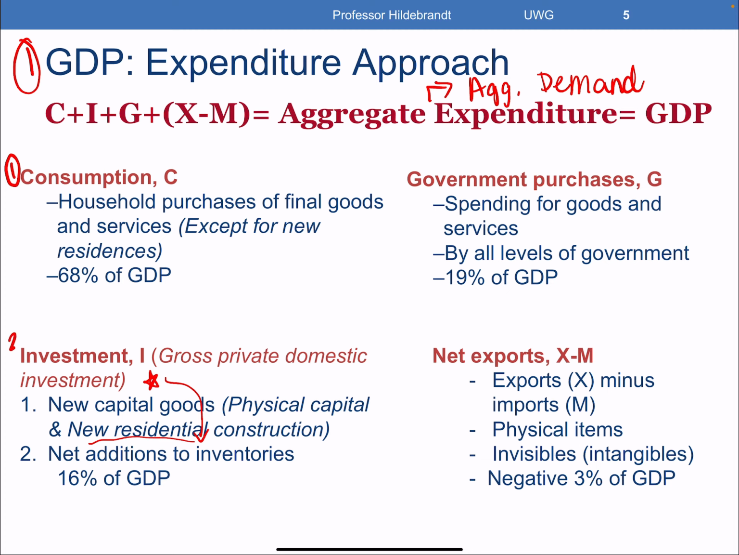The second part then is by our firms. So investment stands for gross private domestic investment, but it's basically what are firms spending money on. So it could be new capital goods, that physical capital like new fleet vehicles, computers, machines, buildings. It's also, again, new residential construction, so there is a little bit of household spending down here. And then also net additions to their inventories. This accounts for 16% of our overall GDP. Next, we move to government purchases. So this is spending by all levels of government for all goods and services. And as of the time that our book was published, this was 19% of GDP.